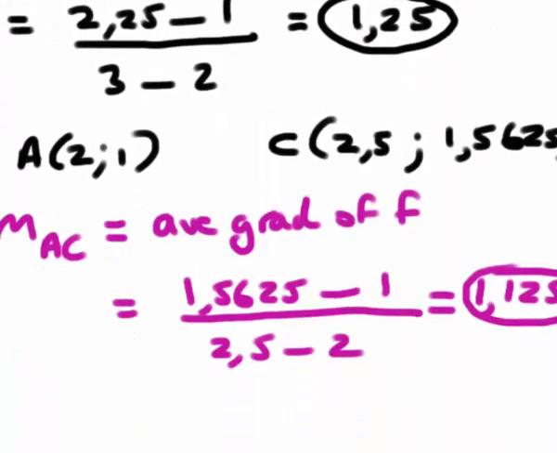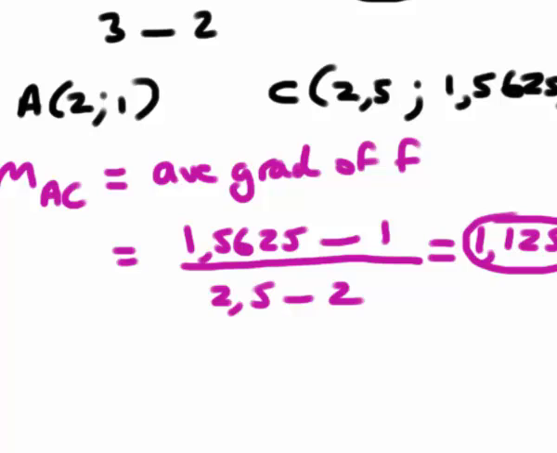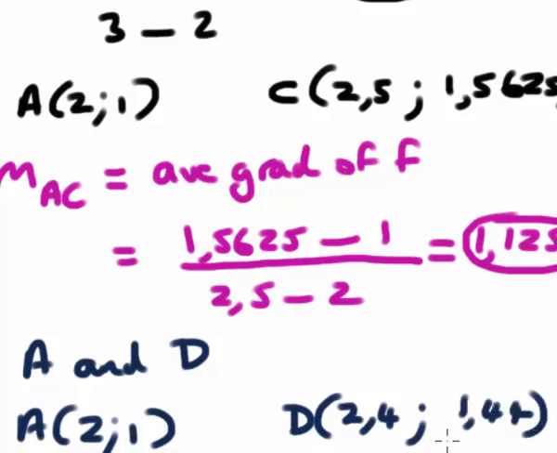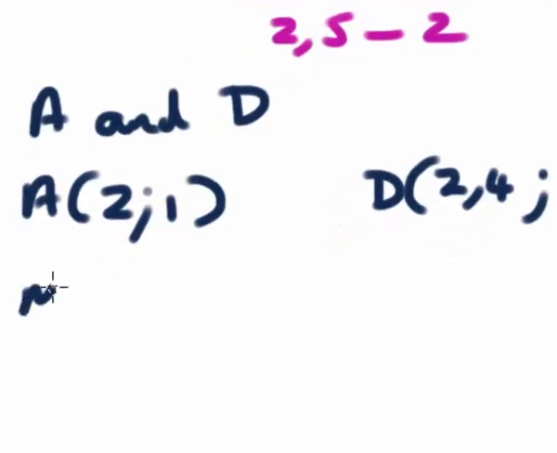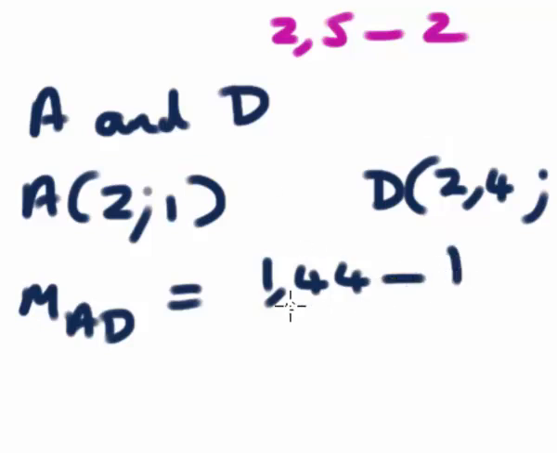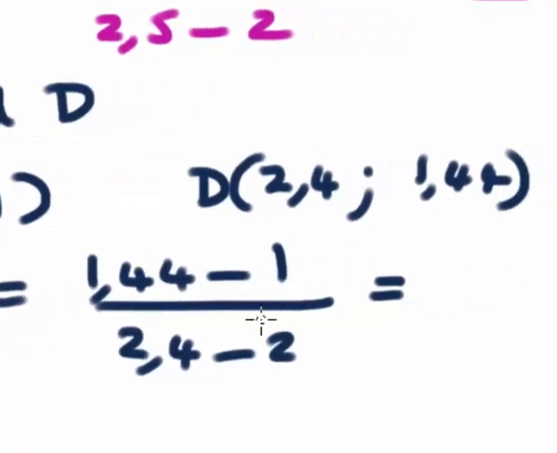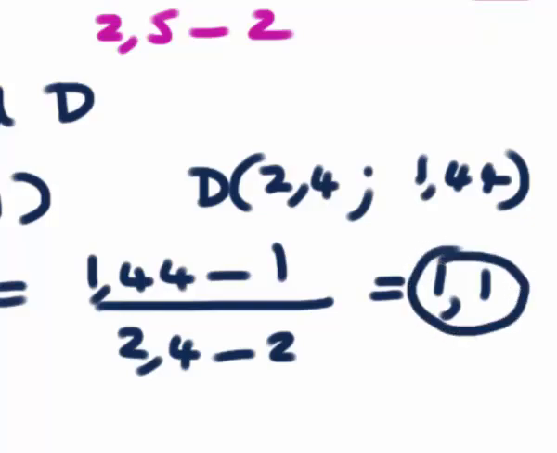What's happening between A and D? Let's go to another color. Let's look at the point A and D. What are the coordinates of A? It is (2; 1). And point D is the point (2.4; 1.44). Now let's get the average gradient, which is the gradient of AD. It would be the difference in y, that y minus the 1, over that x minus 2, which is 2.4 subtract 2. If you work that out on a calculator, you're going to get 1.1. Let's circle that.